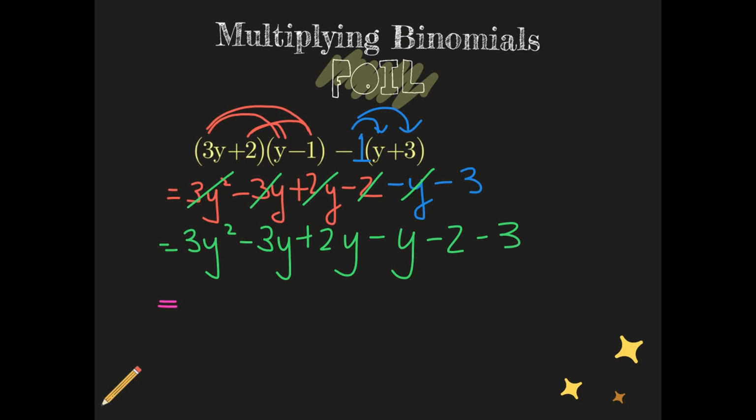And for the grand finale, we have 3y squared. You can add all of these up. So -3y plus 2y is -y, and -y minus y is -2y. If I did that quickly, just pause the video and try it yourself and see if it makes sense to you. And then -2 minus 3 is -5. And that's our final answer.